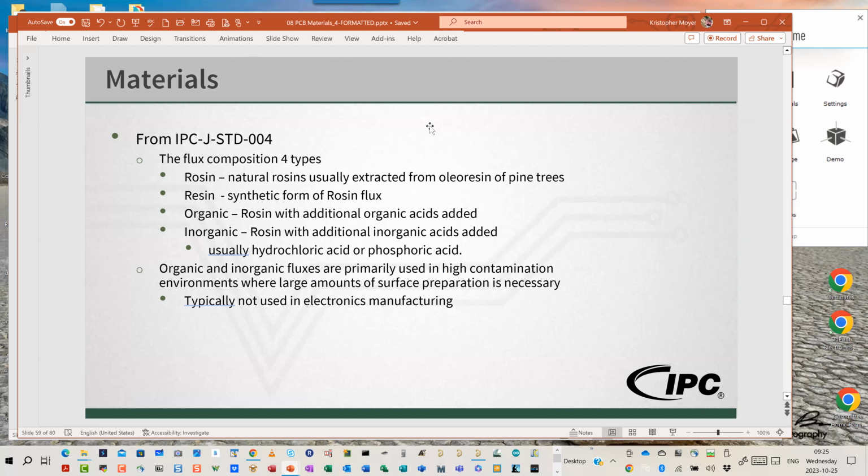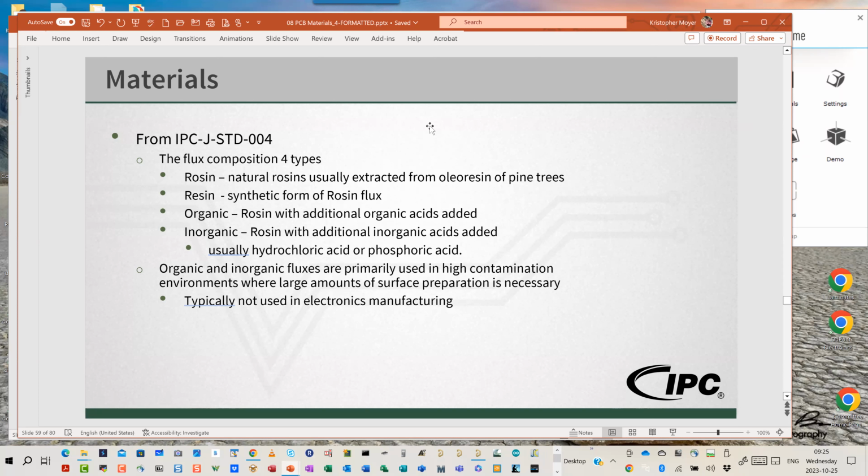The flux composition has the 4 types: rosin, resin, organic, and inorganic. Rosin is natural rosins extracted from oleoresin of pine trees, basically pine tree sap. Purified and processed pine tree sap actually turns out to be a really great surface cleaner and preparation for our solder pads. Resin is simply a lab-created synthetic form of rosin flux. And then organic and inorganic are both natural rosin fluxes, but with additional acids added. Organic, we add additional organic acids. Inorganic, we add additional inorganic acids.